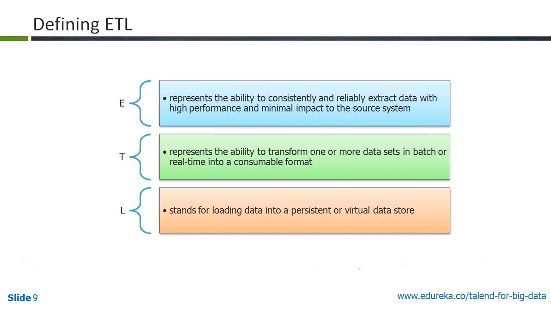Now obviously some of you might already be aware, some of you might not be. What is ETL? The E represents the ability to consistently and reliably extract the data with high performance and minimal impact to the source system. And the T represents the ability to transform one or more data sets, in batch or in real time, into a consumable format. And L represents loading the data into a persistent or a virtual data store.